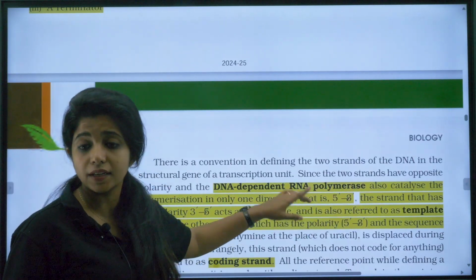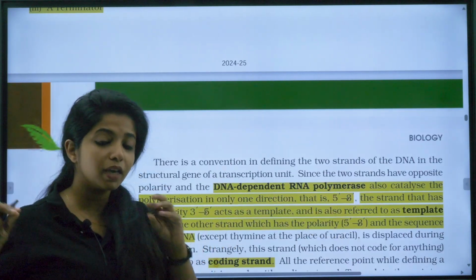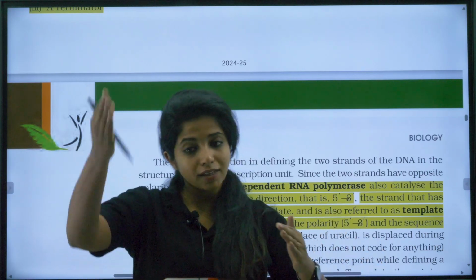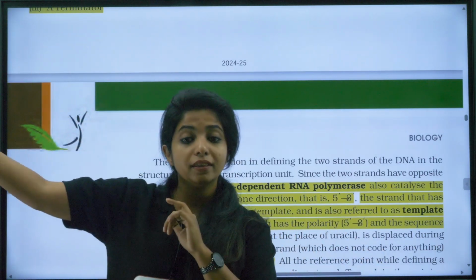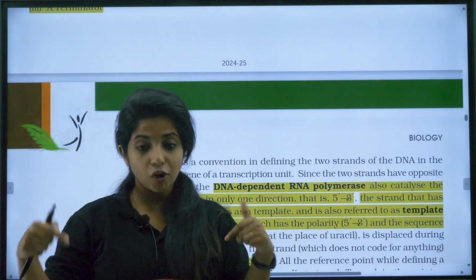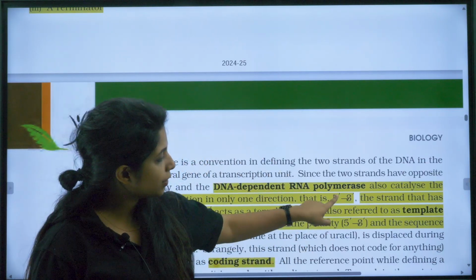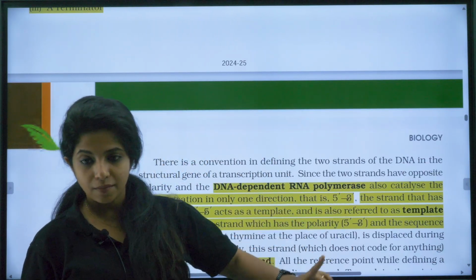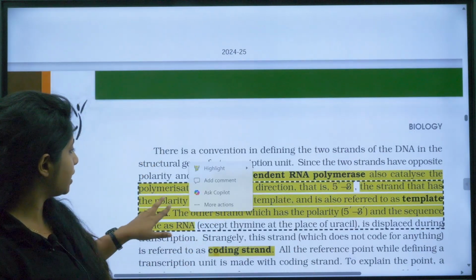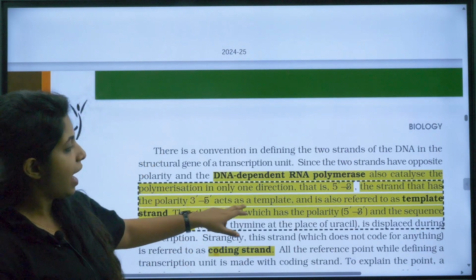Again, it has the same polarity, that is 5' to 3' direction. So it will be working in 5' to 3' direction. So the other strand on which it is working will have 3' to 5' direction. Remember the opposite. RNA polymerase, DNA polymerase, all of them are going to work in 5' to 3' direction. Remember that. Now the strand that has the polarity 3' to 5' acts as a template strand.